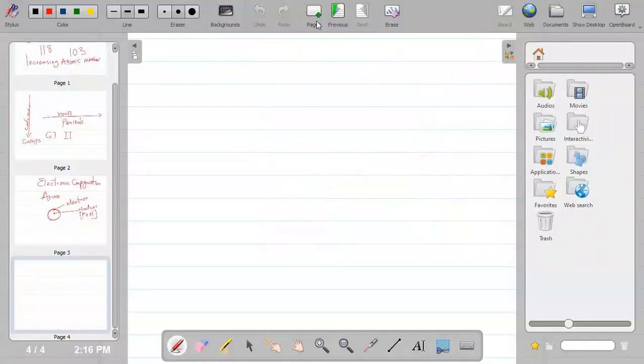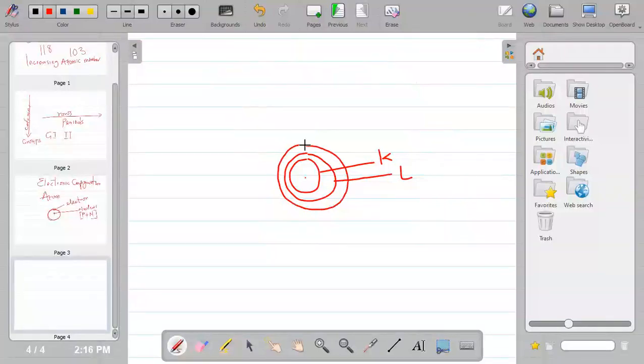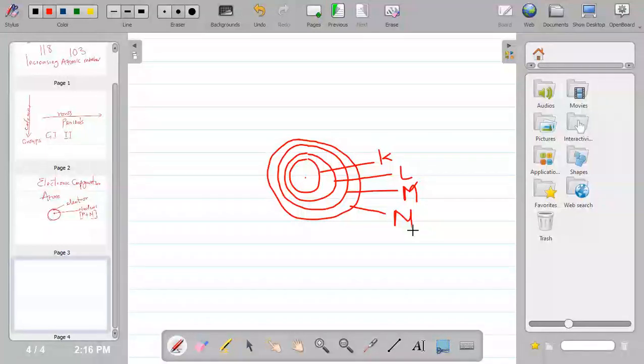For example, we have our central nucleus. We have the first shell, which is the K shell. We have the second shell, which is the L shell. We have the third shell, which is the M shell. We have the fourth shell, which is the N shell. Each of these shells or orbitals has a limit to the number of electrons that they can hold.